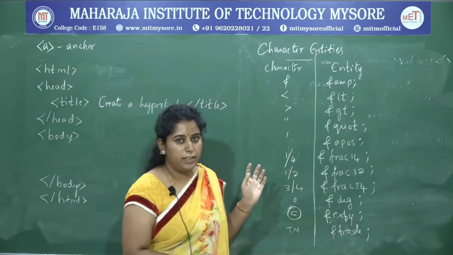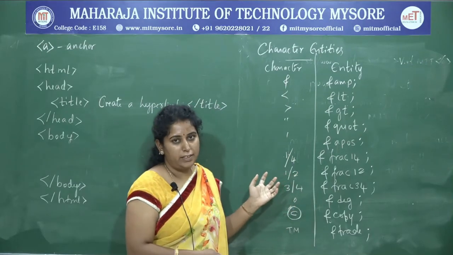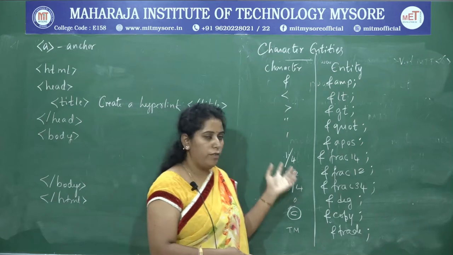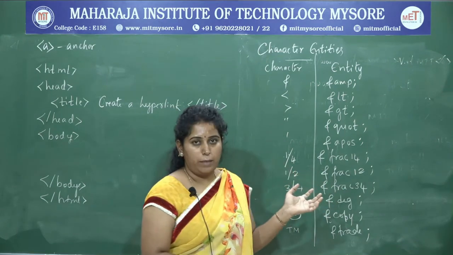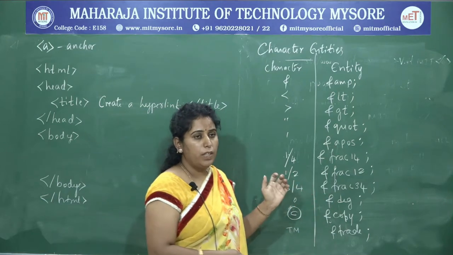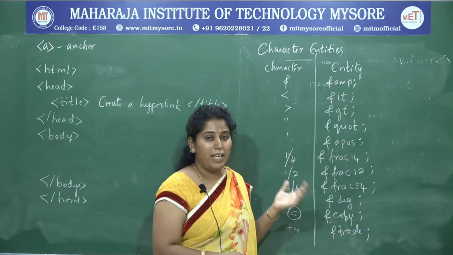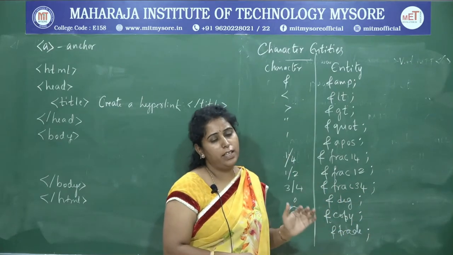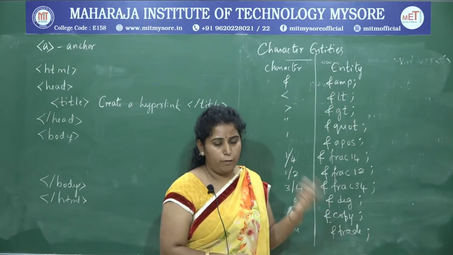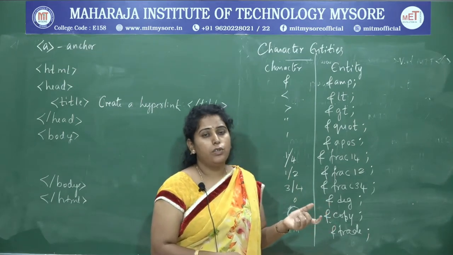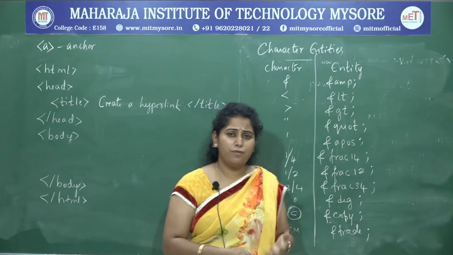So next is about character entities. Character entities means it is a set of characters. As you all know, we make use of alphabets, letters, digits, everything while coding a program. Is it right? So now there are certain characters which cannot be typed as it is given on the keyboard. For example, I want to print a greater than symbol, or I want to print a lesser than symbol. If I want to print greater than and lesser than symbols, it doesn't work.